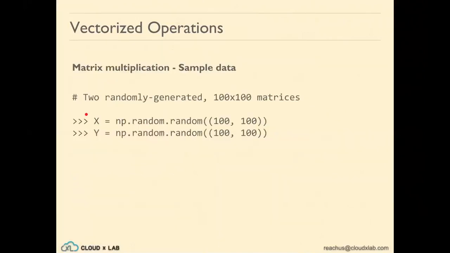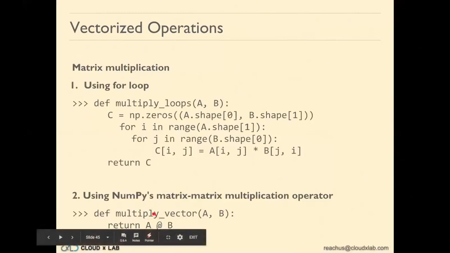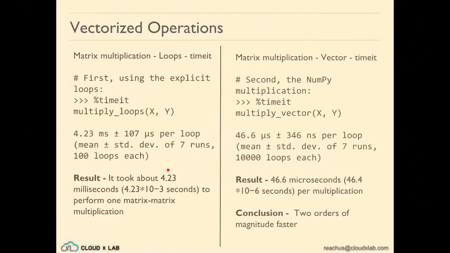I'll show you. We have two functions, one called multiply loops and one called multiply vectors. The one where we are calling multiply loops is taking 4.3 milliseconds, while multiply vector is taking 46 microseconds. So this is really faster, because it is taking far less time.